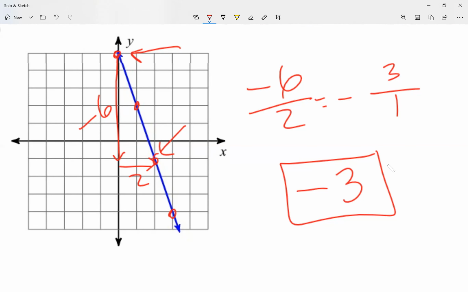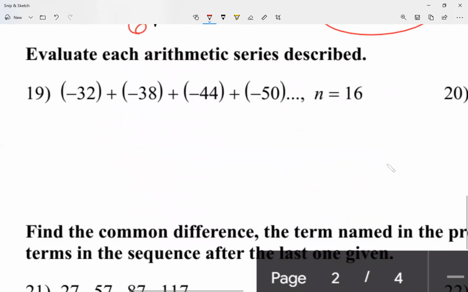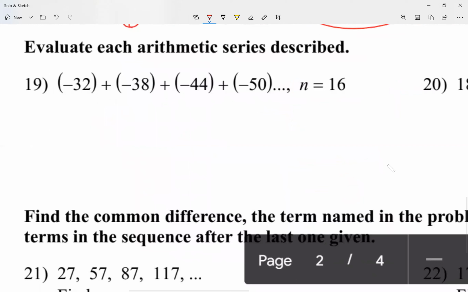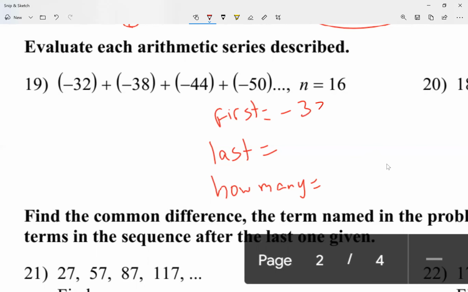Now, for us to remember a little of what we saw yesterday: evaluate each arithmetic series described. A couple of things I need to know. I need to know my first number on my list. We just saw this yesterday, but we're going to practice again. I need to know my last number on my list, and how many numbers I'm adding. My first number in the list is -32, and I'm adding 16 numbers.